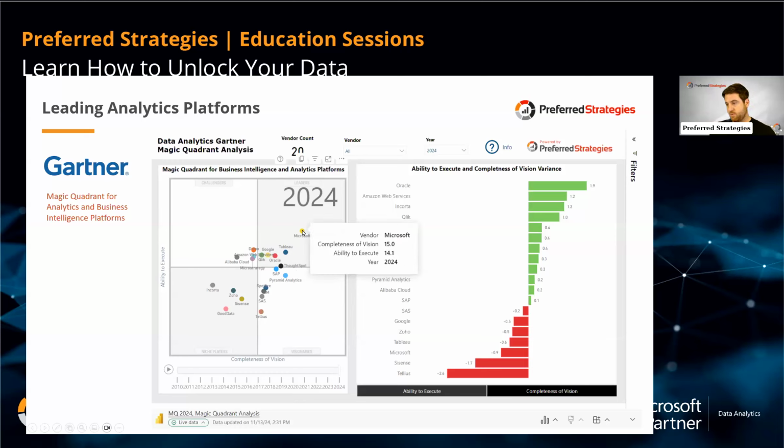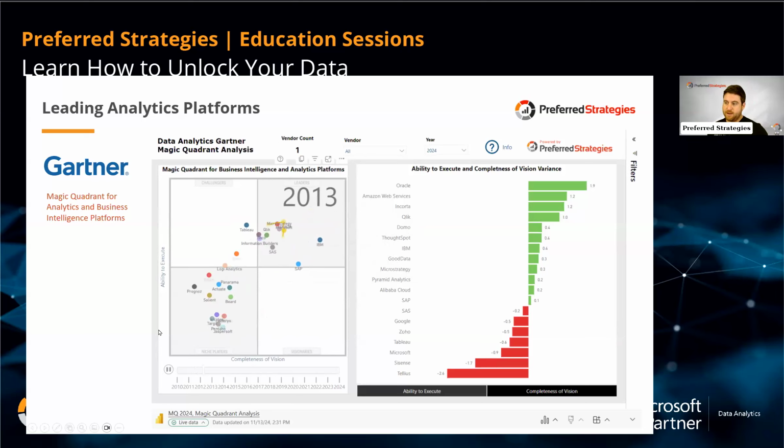Another thing I can do within this report is highlight this trend for specific vendors. So if I click on Microsoft here and hit play, you can see how Microsoft has really grown into this dominant position. They've been the highest in ability to execute, as well as the highest in completeness of vision for the last 6 years, I think. And they've been in the leaders quadrant for, this is like their 17th straight year. So it's been pretty impressive to see this dominance take place.